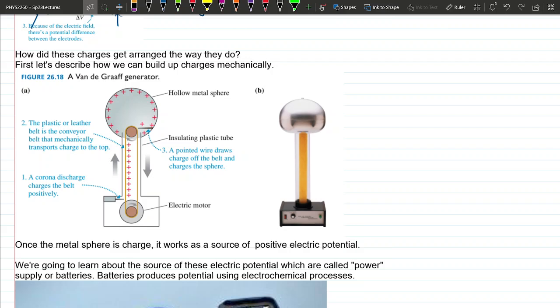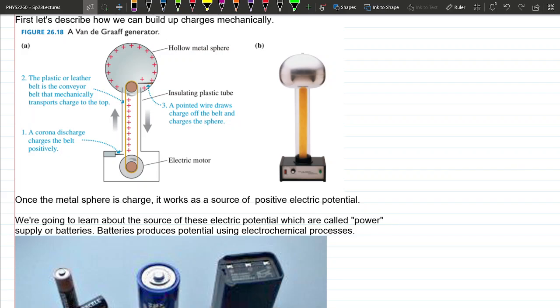When the belt gets to the top here, it's connected to this metal dome. Remember, when you have a conductor, the charges are free to move. So as soon as this belt touches the conductor, the charges move to the edge of the conductor, and therefore you collect a bunch of positive charge on the top of this dome. This is not a very efficient way to produce a potential difference, since there's friction and things like that, but this is how people initially produced electric potential.